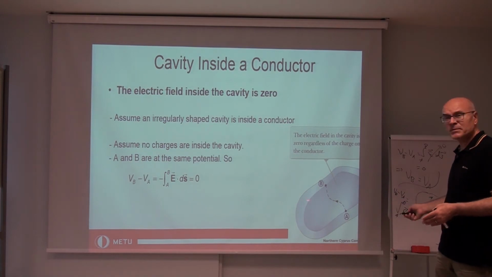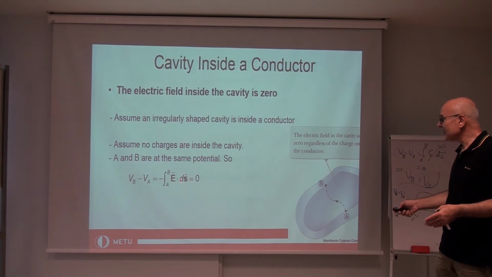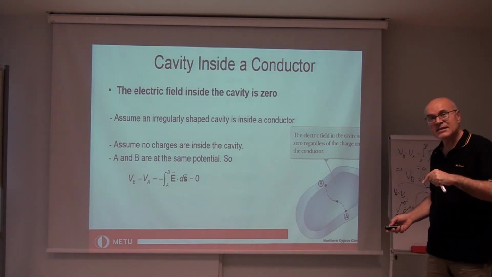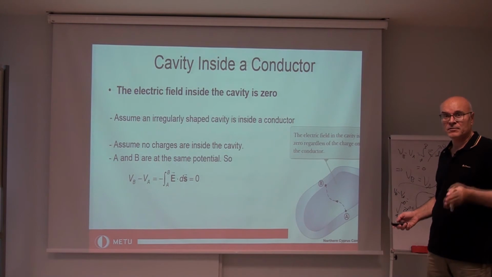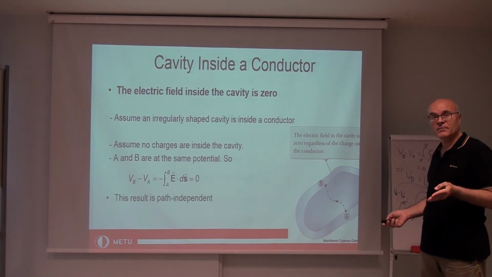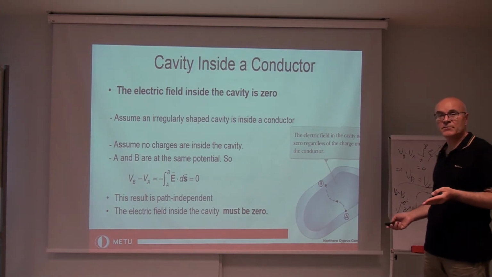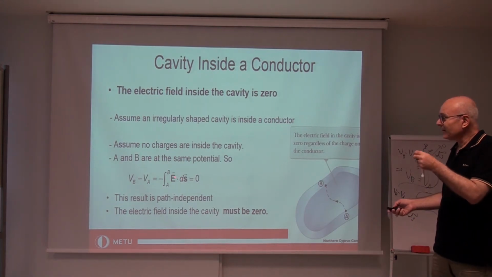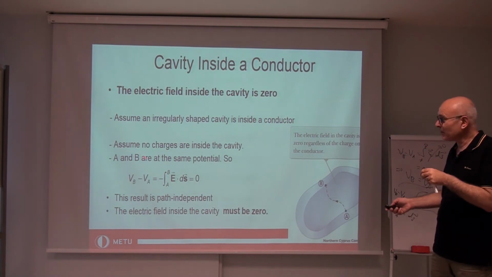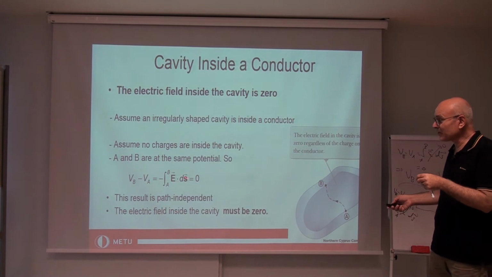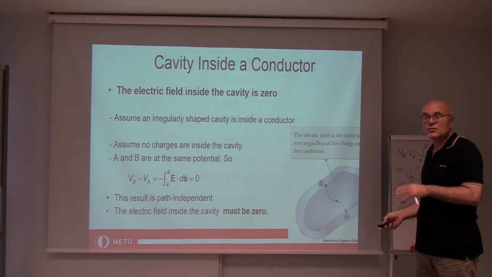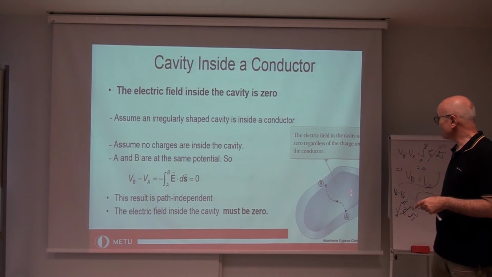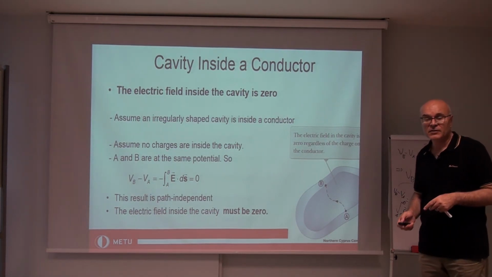Now, since this path is arbitrary, and this integral is 0 for all paths, the only way that this is possible is when the electric field inside the cavity is equal to 0. So this is how we derive it. Because the result is path independent, the electric field must be 0. It is not specific to a given path. When you find the potential difference, this expression is path independent, so this must be a property of the field, not the path, and therefore the field inside the cavity should be 0.